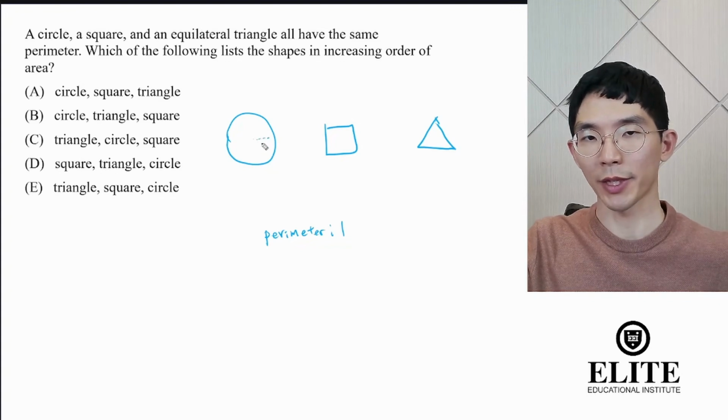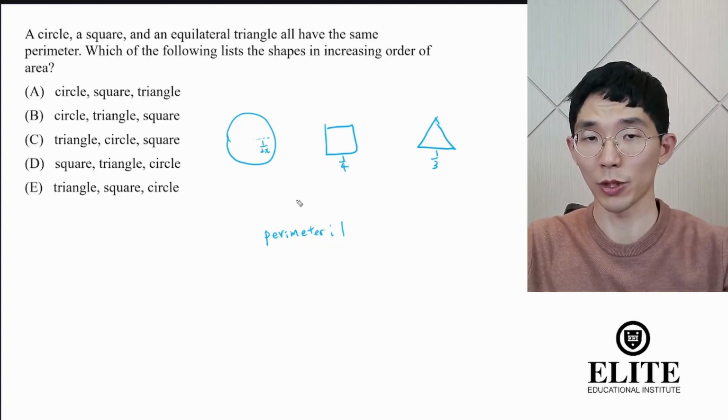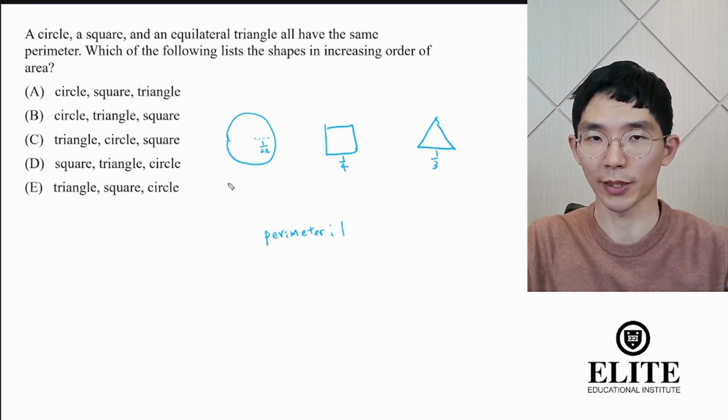So let's think about it. What does that make my radius? That's going to be 1 over 2 pi. What does that make the side of the square? That's going to be 1 over 4. And what does that make my equilateral triangle side? It's going to be 1 over 3. So now that we know the radius and the length of each side of the square and equilateral triangle respectively, we can actually try to find the area.